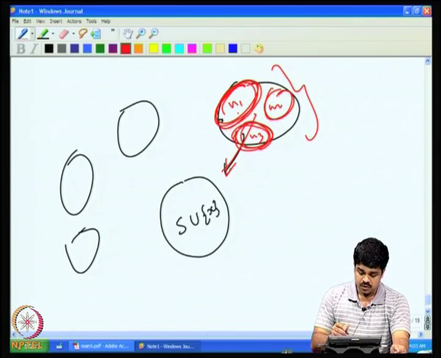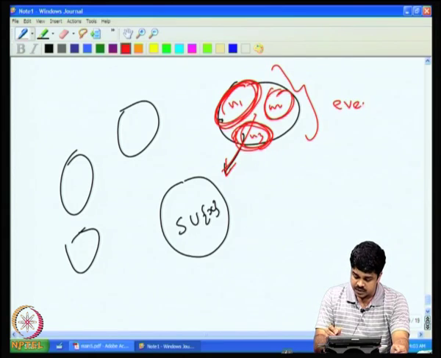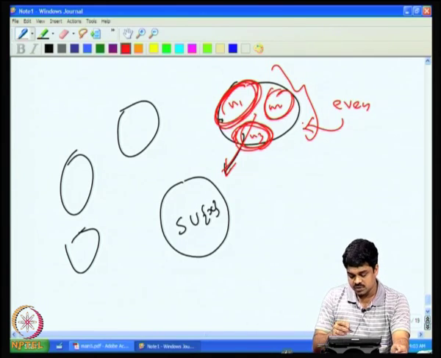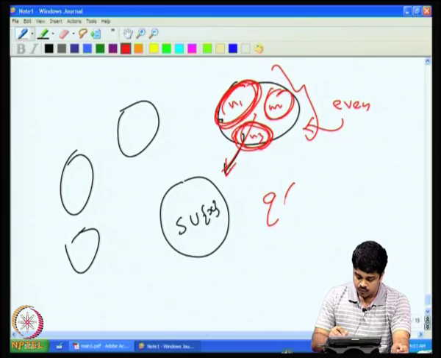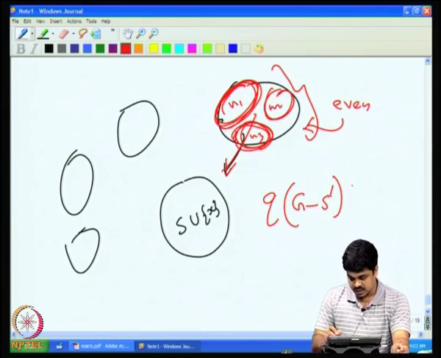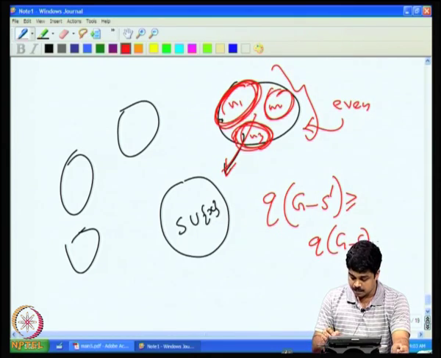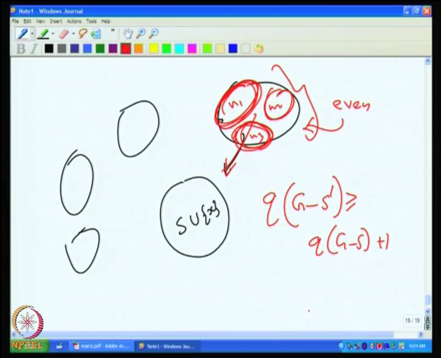So, therefore, what we can say is, instead of the initial even component here, either it got converted to one odd component or it got split into several components, out of which one is odd. So, one more odd component got created. So, we can clearly say that Q of G minus S dash is greater than or equal to Q of G minus S plus 1. This much I can say, right.